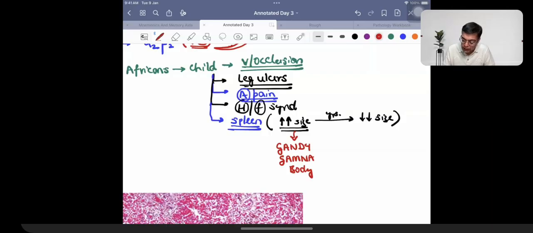When there is a decrease in the size of the spleen, we say that there is going to be a term that is being used over here, autosplenectomy. So all these are important terms that you just need to keep in your mind for the purpose of correcting a question in the exam.